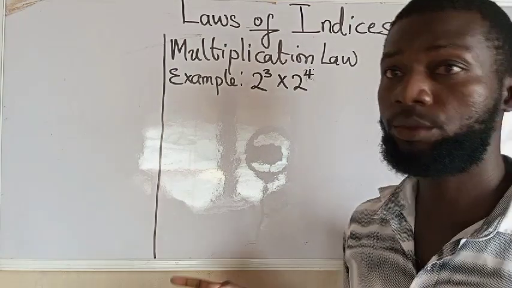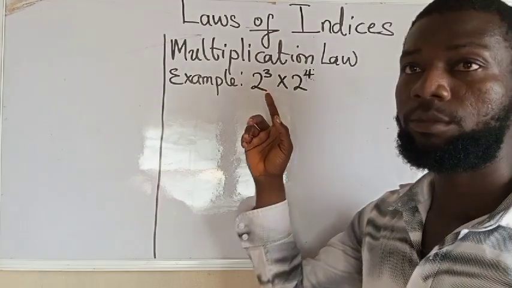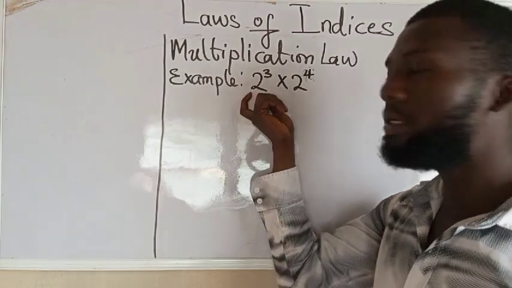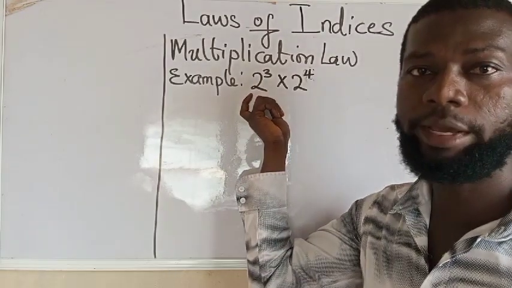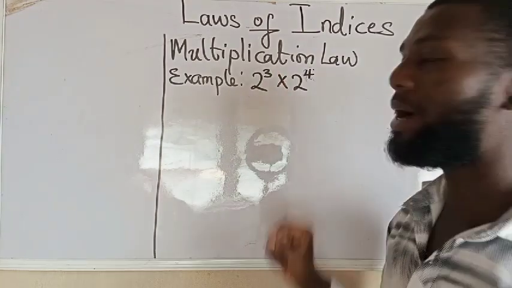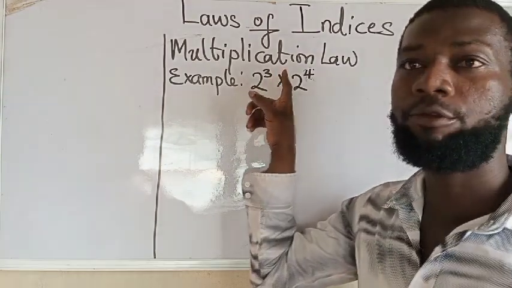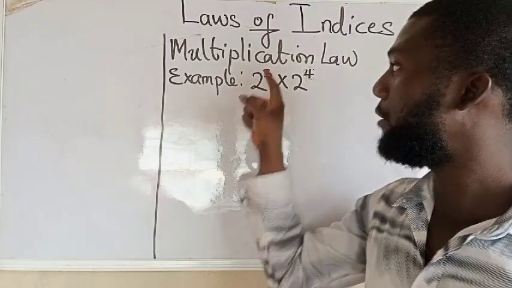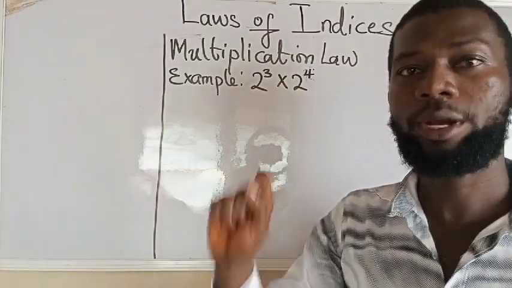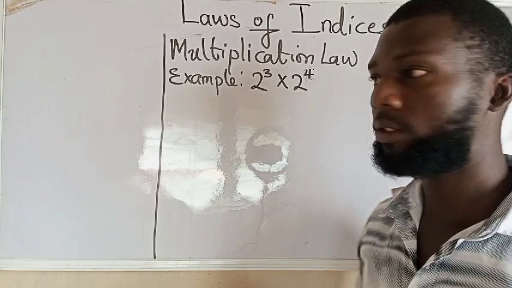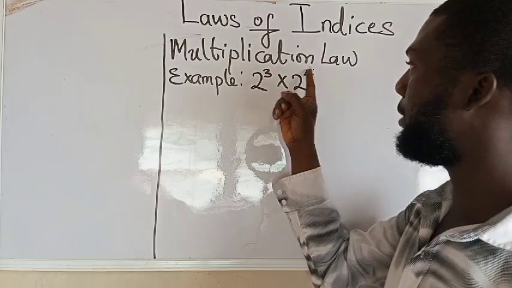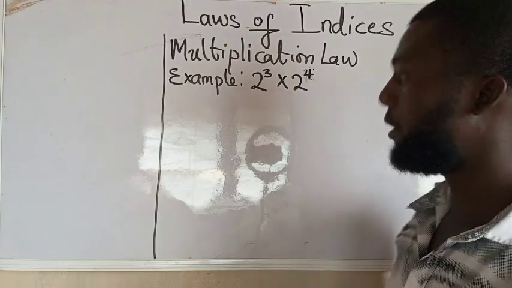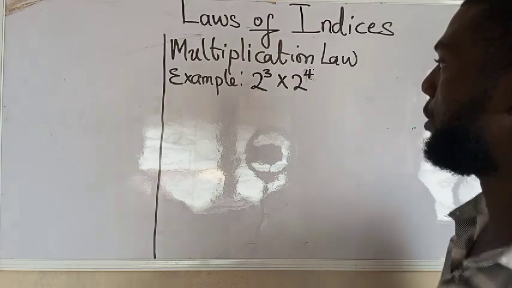In my last video, I said that the big number here is called the base, while the small number up can be referred to as index or power. The small number up can be referred to as power or index. If you have more than one, it becomes indices. So now let's continue with today's topic.